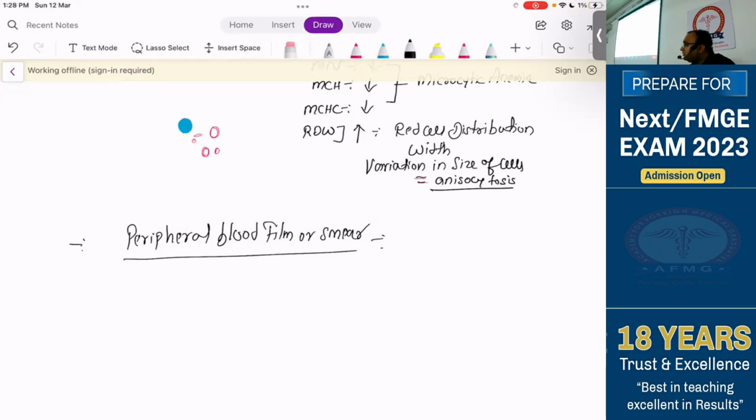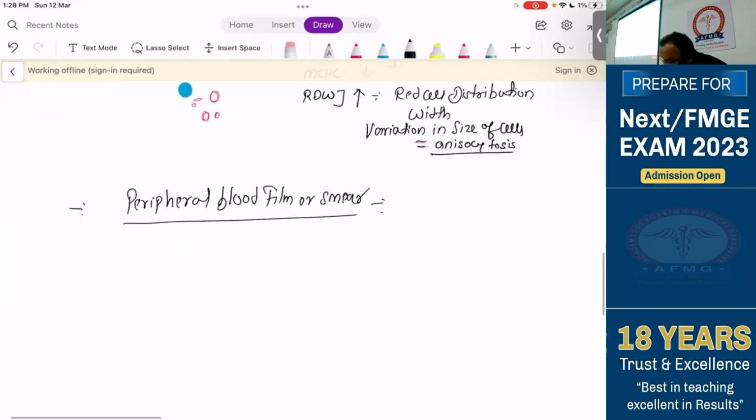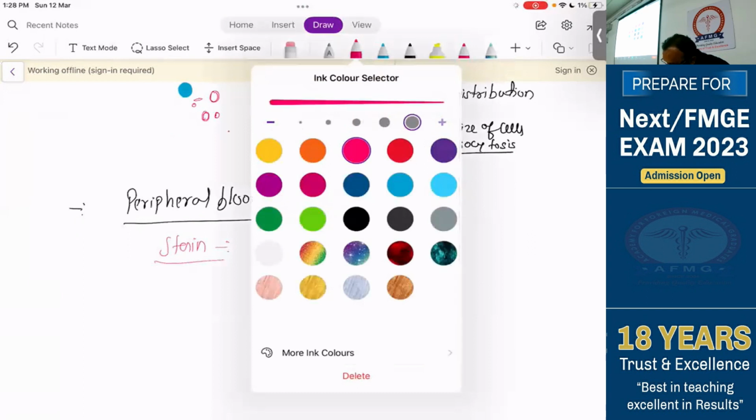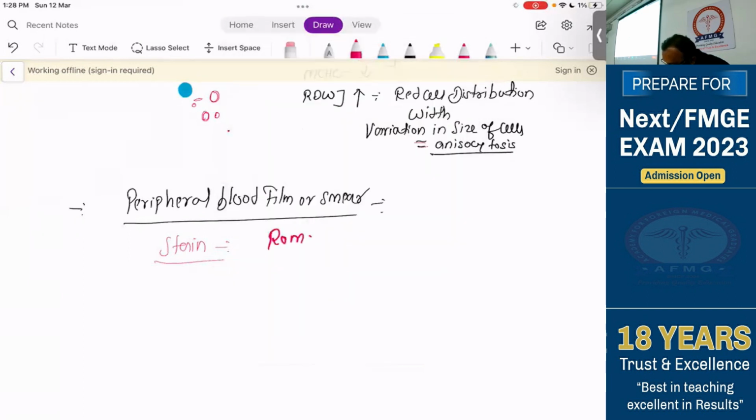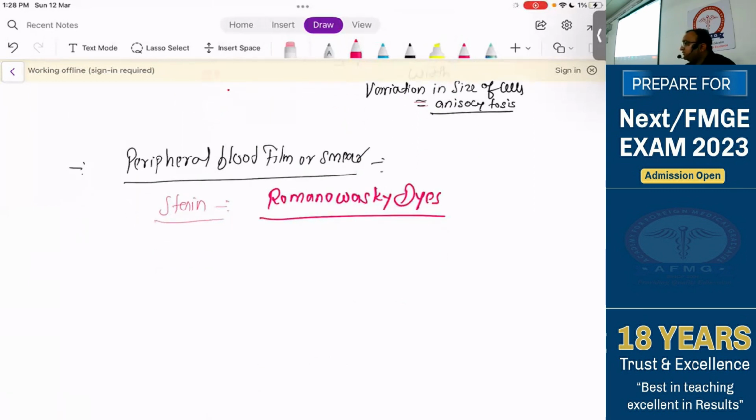So what stain we are using here? That is again the question. Which stain is used in hematology? The most common routine stain of the hematology. Here we are using the Romano-Wesky dyes. So hematology is completely a different branch from the histopathology. In histopathology we are using the HNE stain, but it is not used here. In the hematology, to stain the peripheral blood smear, we are using the dyes that are called as Romano-Wesky dyes.